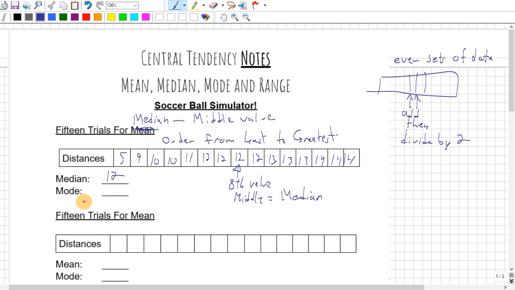The mode is the one that occurs the most. Mode is the value that occurs the most often.